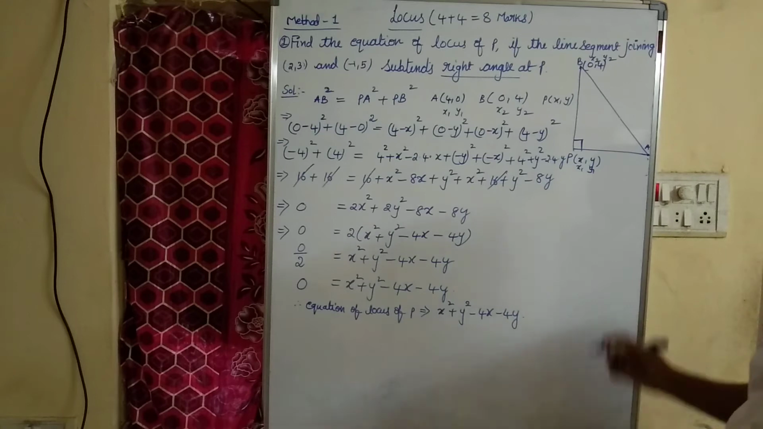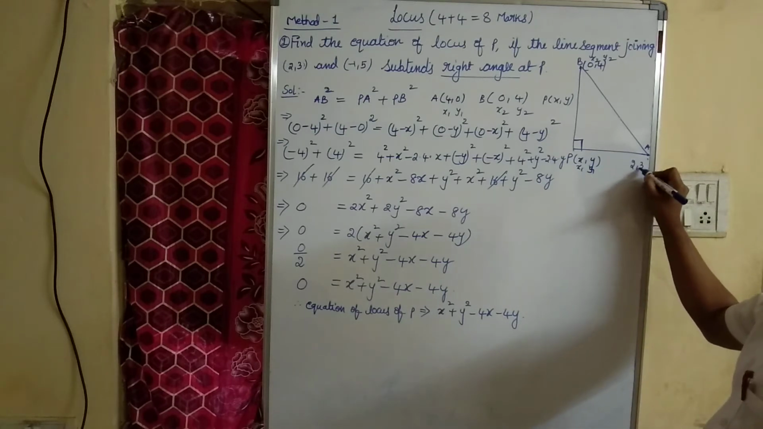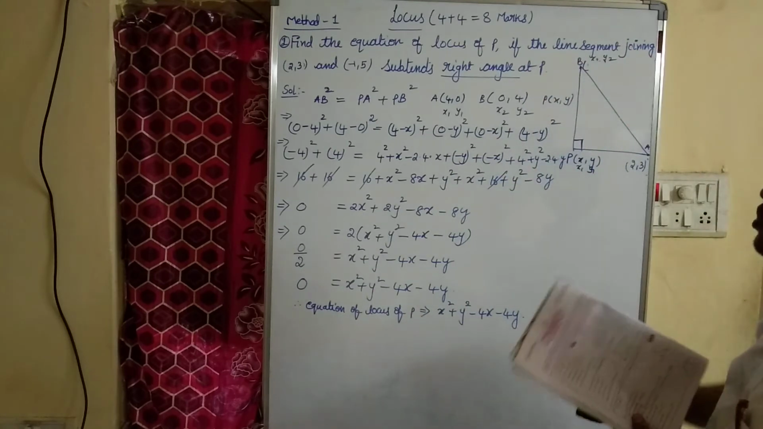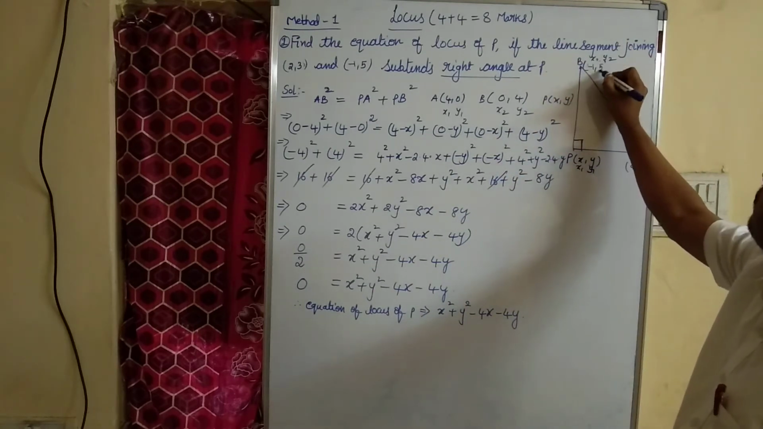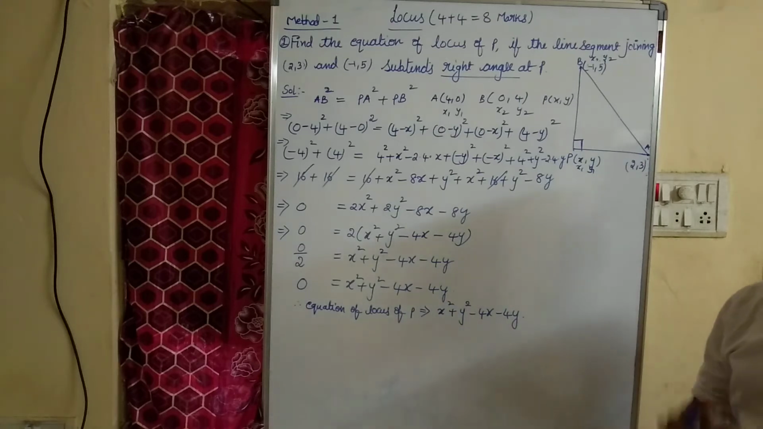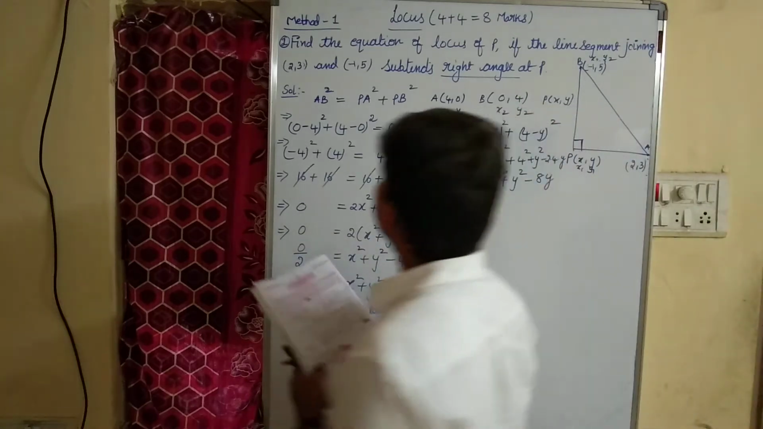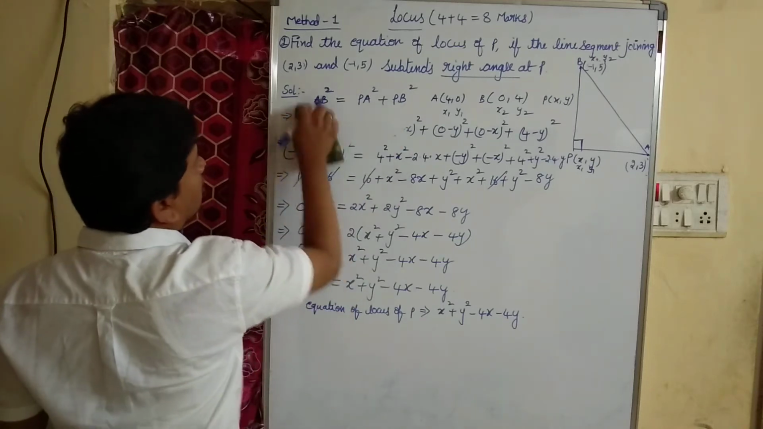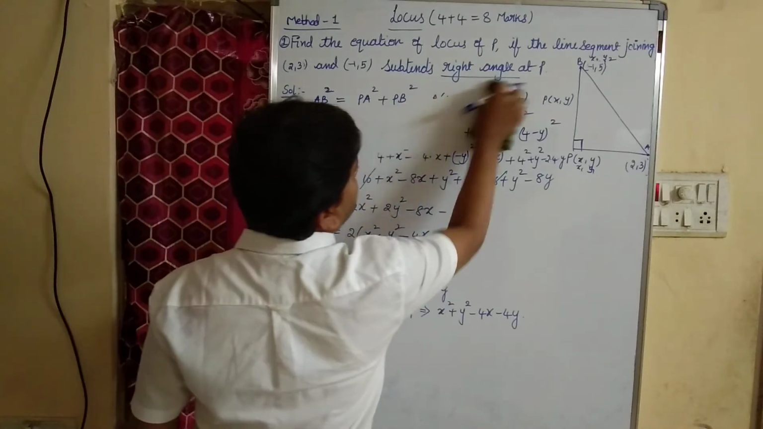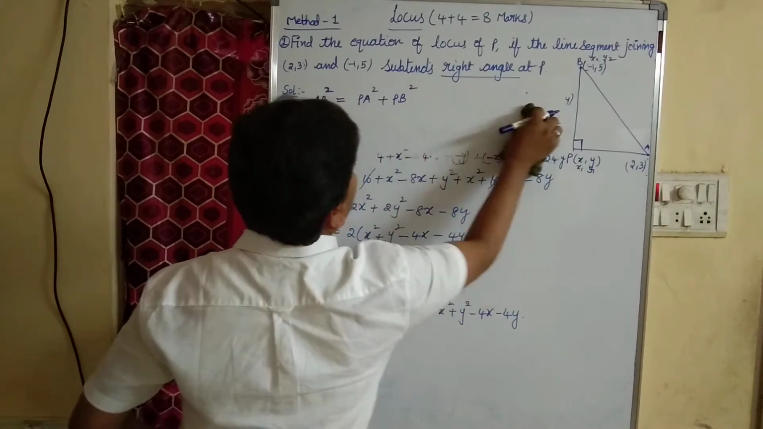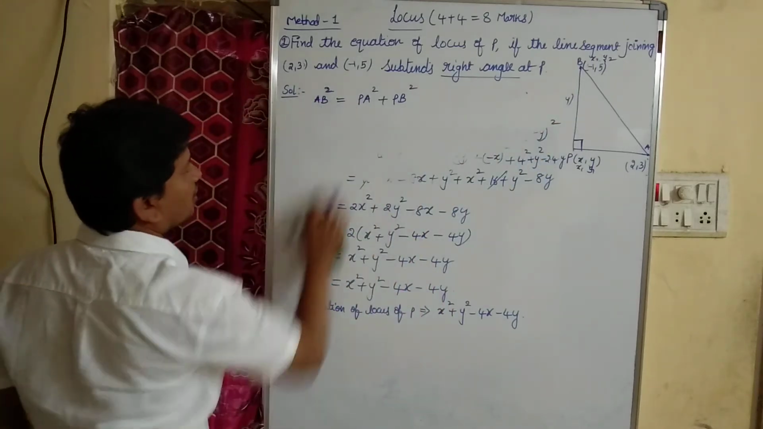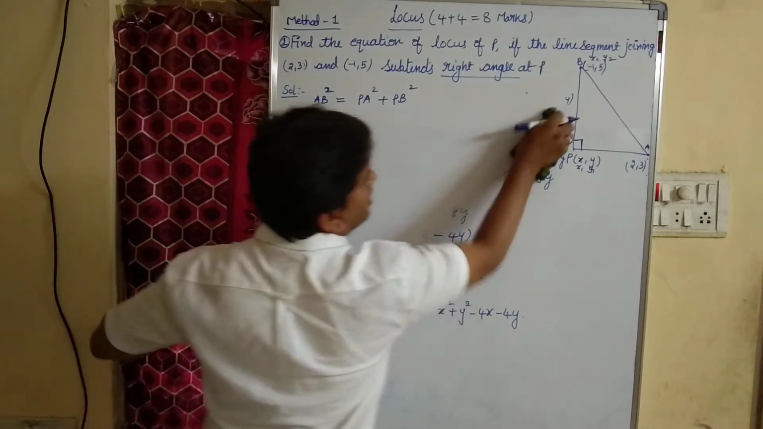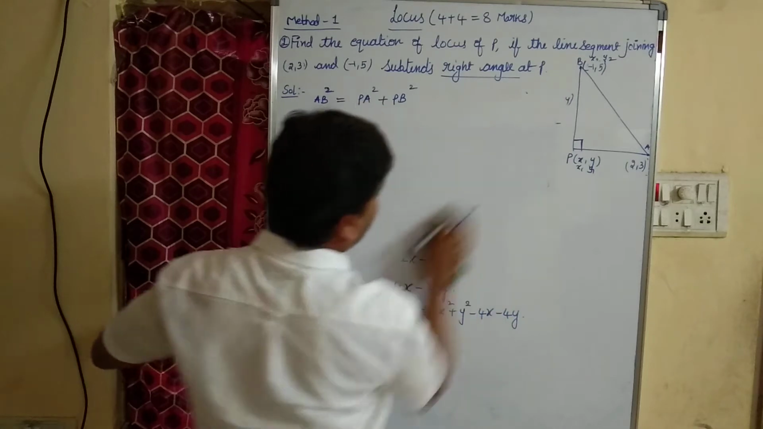Let the coordinates of A be 2, 3 and the coordinates of B be minus 1, 5. That's all. Everything is same. Let us do now. Find the equation of locus of P if the line segment joining points 2, 3 and minus 1, 5 subtends right angle at P.